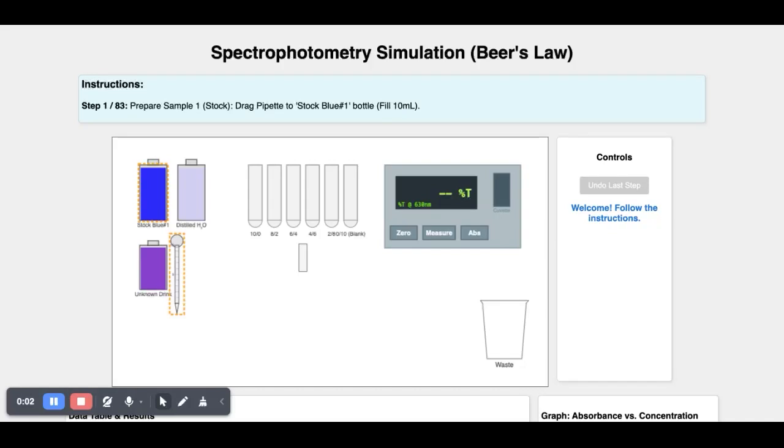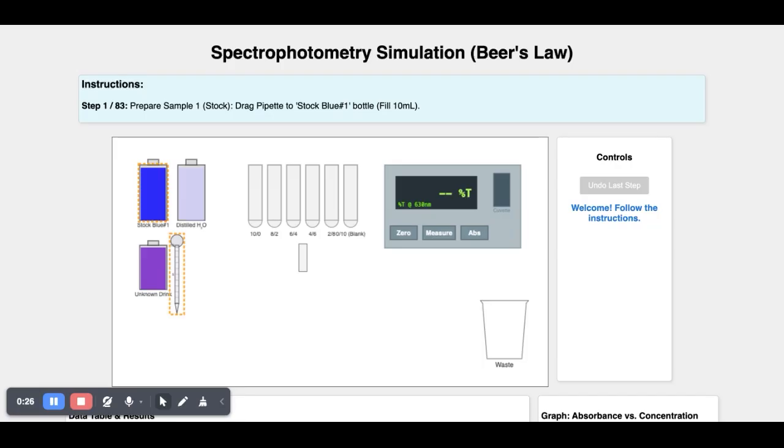Hello, my name is Carolina Cantu Oliva, and today I will be performing a spectrophotometry simulation. The purpose of this experiment is to use spectrophotometry and Beer's law to determine the concentration of an unknown solution. We then create a calibration curve from known concentrations and find the unknown sample's concentration based on its absorbance.